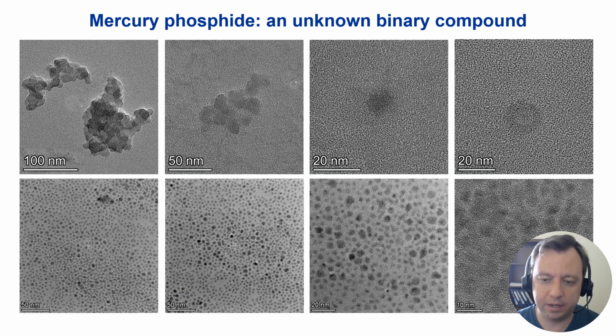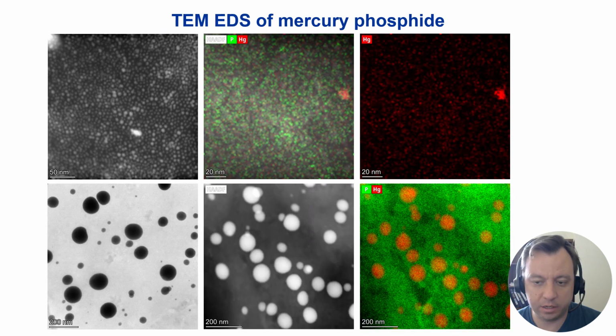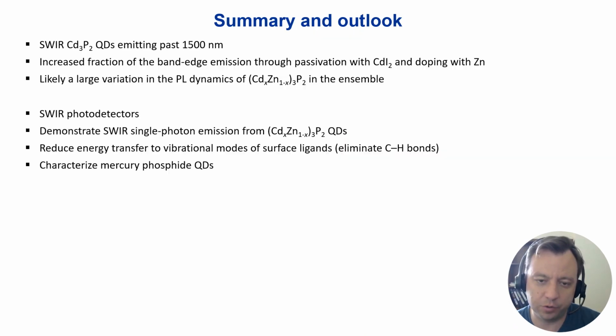Finally, to extend this to II-V semiconductors, we moved to mercury phosphide, which has not been synthesized before. It's very interesting. Sometimes we're making chunks like this. Sometimes we're making quantum dots, which show facets, and we're looking at the elemental composition in them. Here, for example, mercury is shown in these large bulbs, so that's work going on.